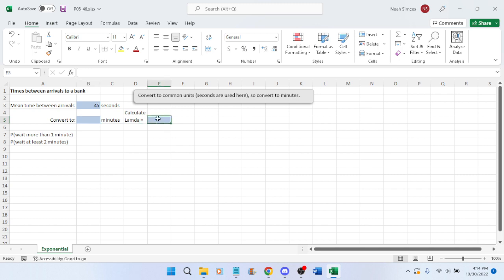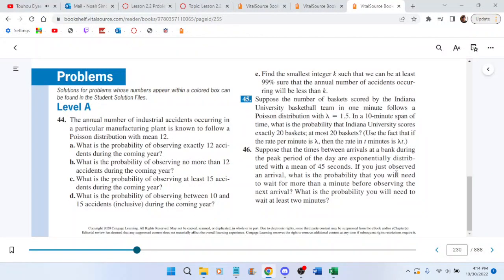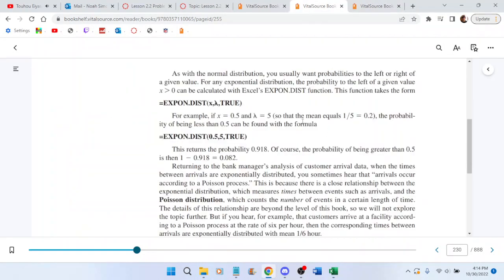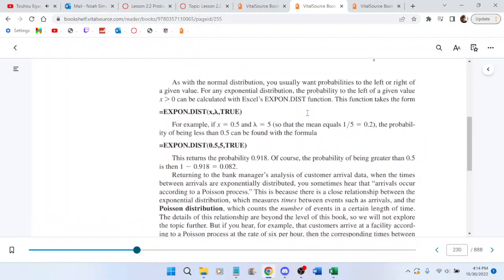I don't know what they want for these two. Yeah, but Lambda, come on. The Lambda is the mean. That's what it is.